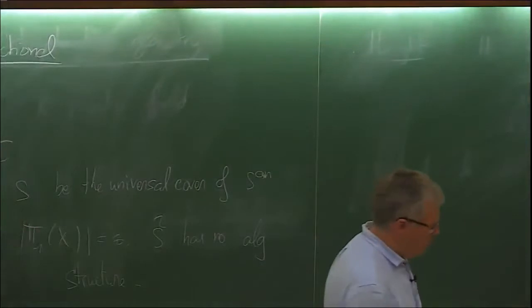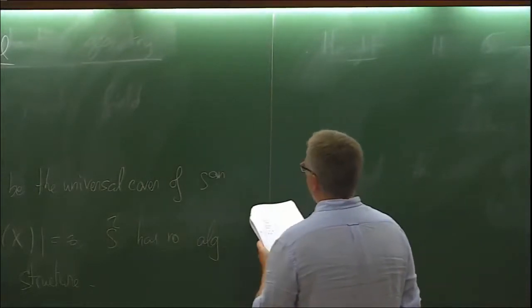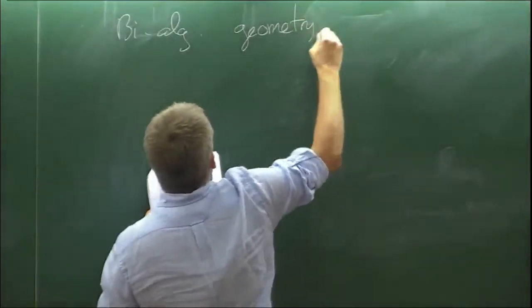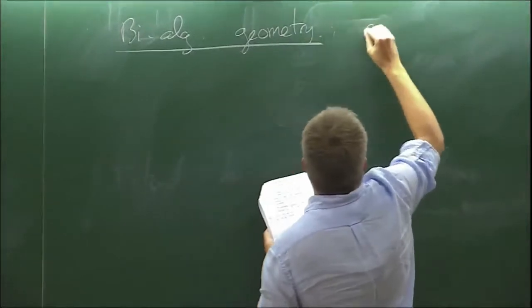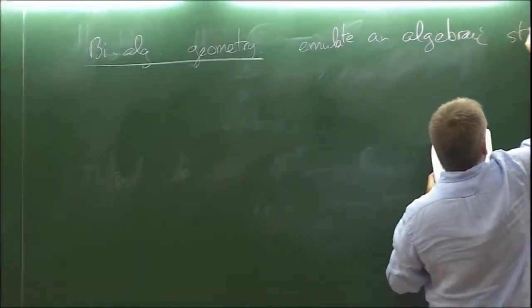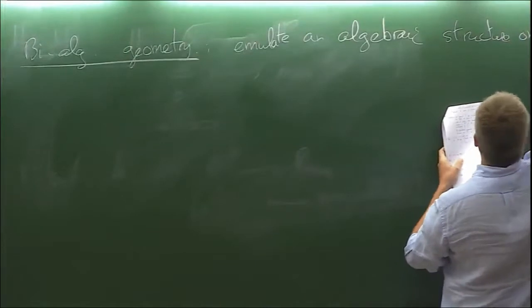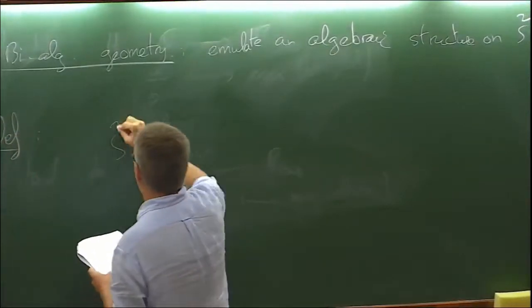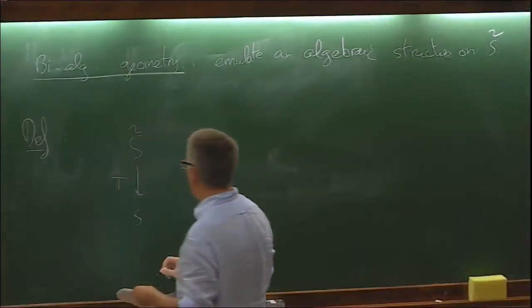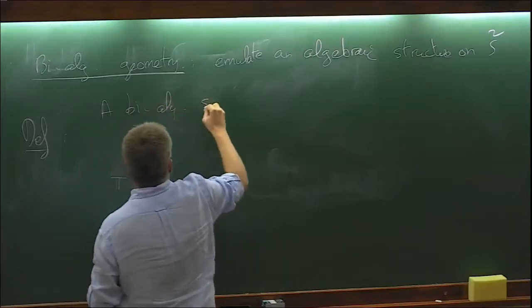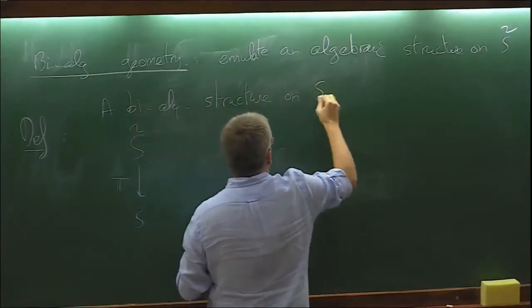even if you get out of the category of algebraic varieties. And the idea is that you would like, in some sense, to force S tilde to have an algebraic structure. So what is the goal of bialgebraic geometry? It's not such a nice name, maybe, but I think it will be clear. So the goal is to emulate an algebraic structure on the universal cover. So by this, I mean the following. This will be the following definition. So you look at your uniformization of S tilde, and a bialgebraic structure on S is the following diagram.